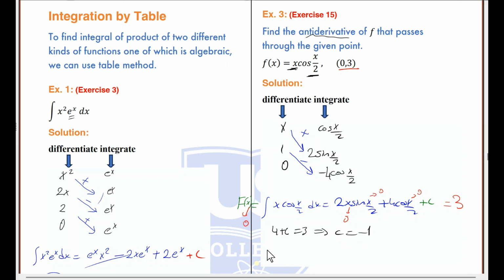So I got my c. I can write this antiderivative, which is equal to 2x sine x over 2 plus 4 cosine x over 2 plus c, which is minus 1. So I got my specific antiderivative. All right.